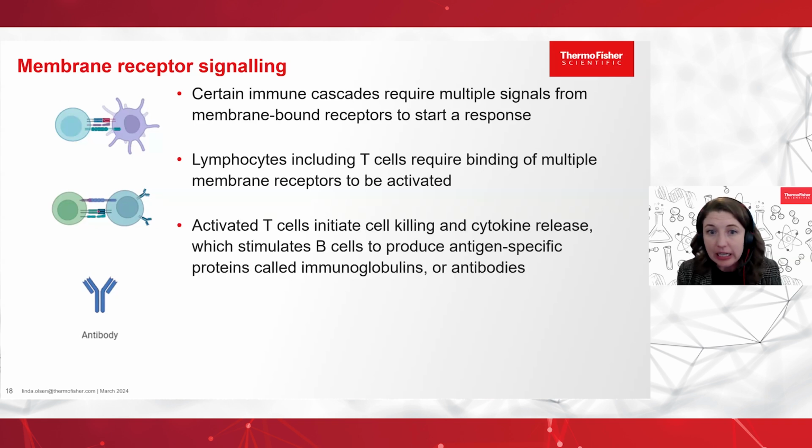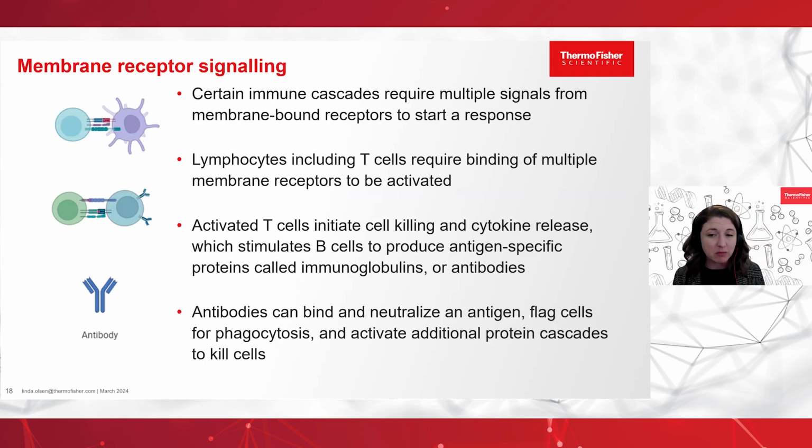If that T cell sees a foreign peptide presented with all of these co-stimulatory signals, that T cell can become activated and initiate cell killing and cytokine release, which stimulates B cells to produce antigen-specific proteins called immunoglobulins or antibodies. The antibodies can bind and neutralize an antigen. They can flag cells to be ingested and destroyed, and they can activate additional protein cascades to kill cells.